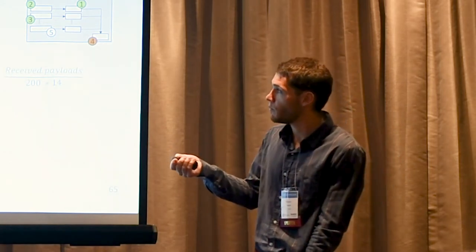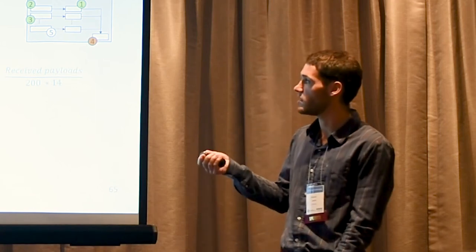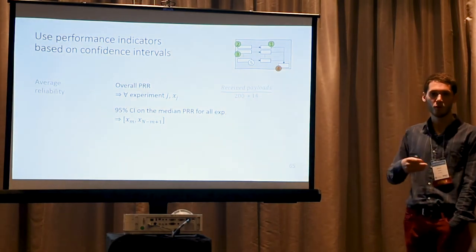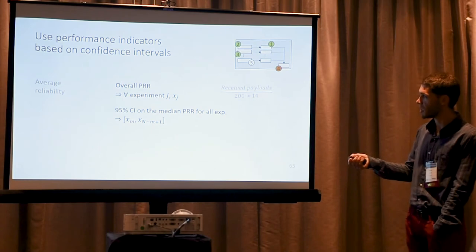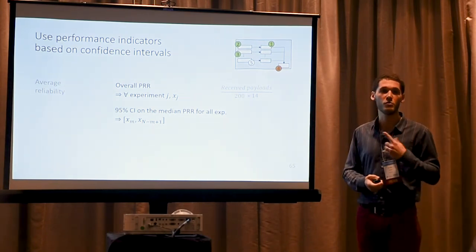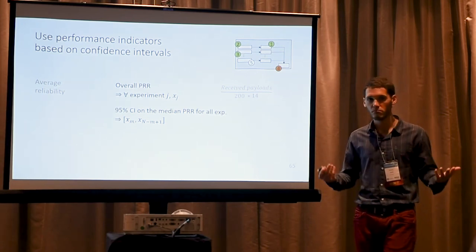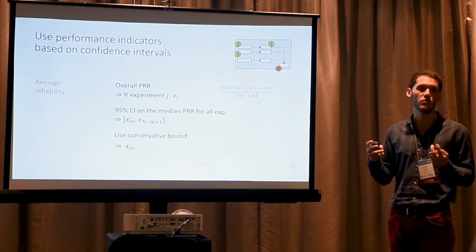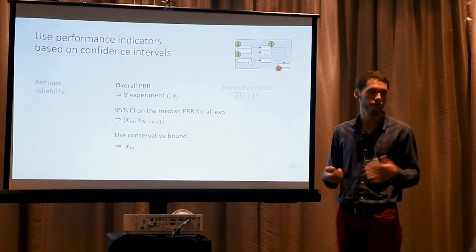For example, we can compute the packet reception rate per experiment. That will give us samples xj. On those xj, I can compute the 95% confidence interval on the median, which will give me a range like this. And then if I want to reduce that down further to a unique numerical value, you can do that in many ways. One sensible approach, just an example, would be to take the conservative bound, meaning the pessimist of the two. If I get reception rate, the higher the better, so we take the lower bound, for example.